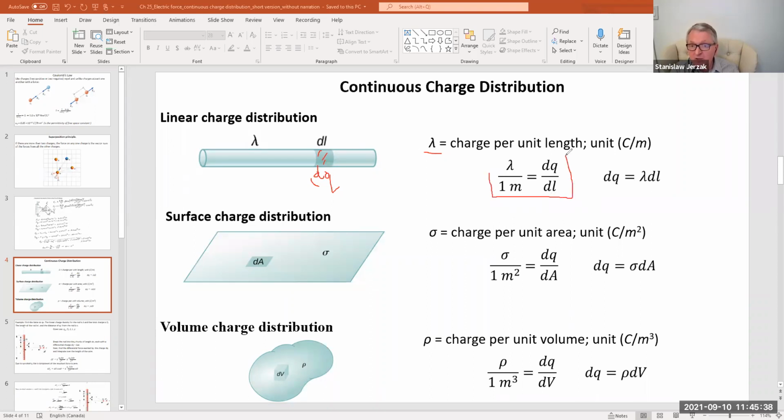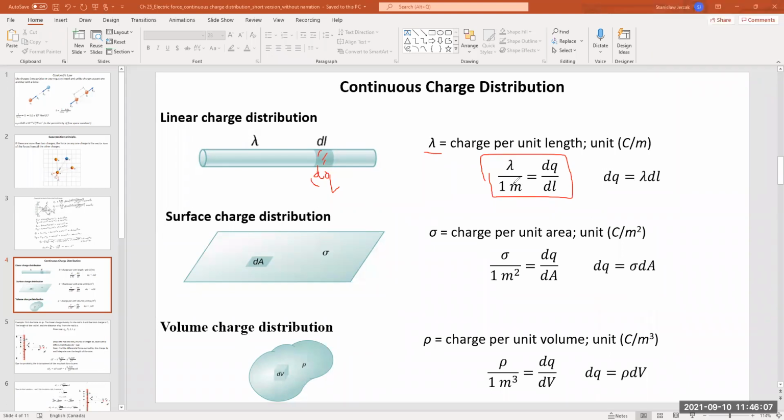So please make sure that you understand this proportion. What this proportion is telling is this: if lambda is the amount of charge on 1 meter of length, then the amount of charge dq on the length dl must be in the same proportion, which means dq to dl must be in the same proportion as lambda to 1 meter of length.